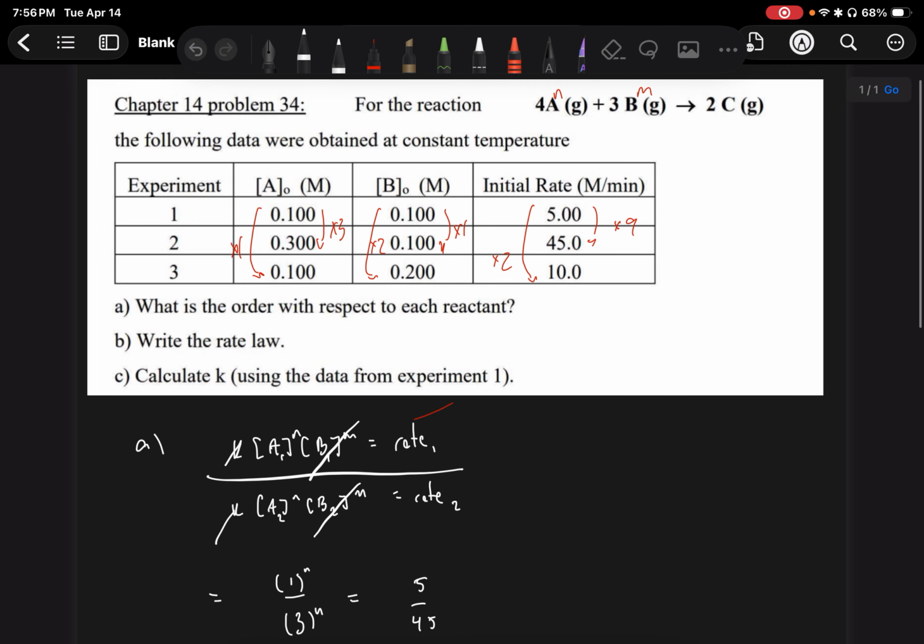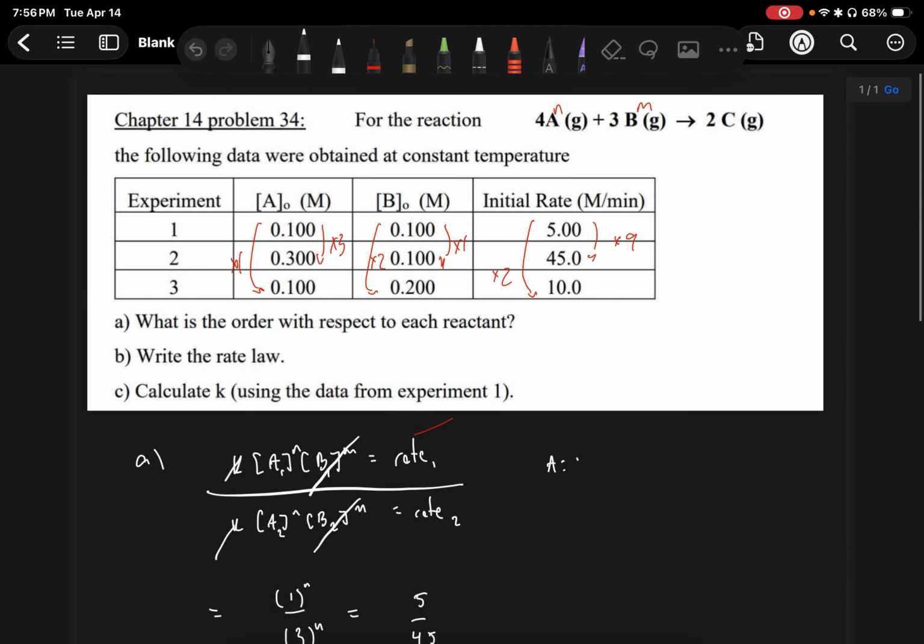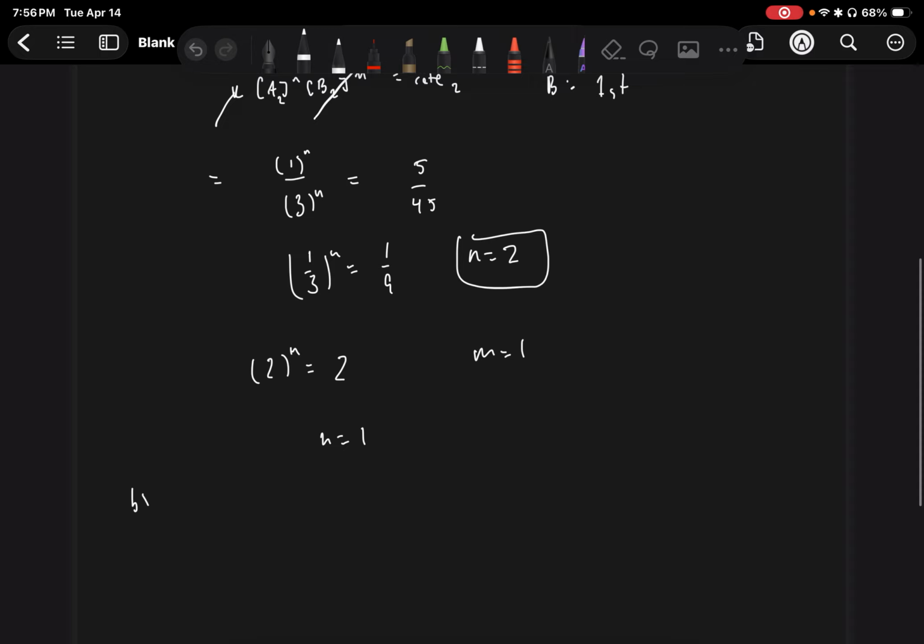So A is going to be second order, B is going to be first order. Nice. Okay, that was rough.